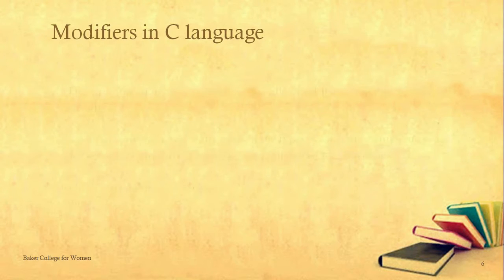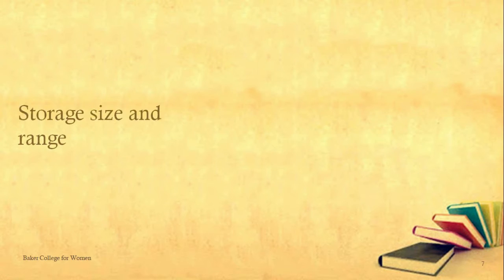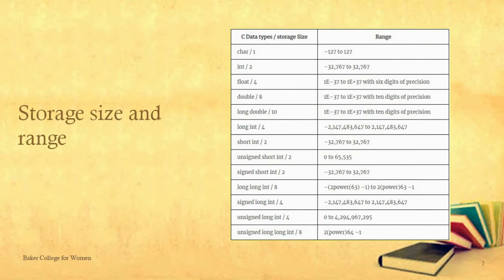Modifiers in C language. The amount of memory space to be allocated for a variable is determined by modifiers. Modifiers are prefixed with basic data types to modify, either increase or decrease, the amount of storage space allocated to a variable. The following are the modifiers available in C language: short, long, signed, and unsigned. Here, we will take the int data type with the modifiers, as you can see in the figure.